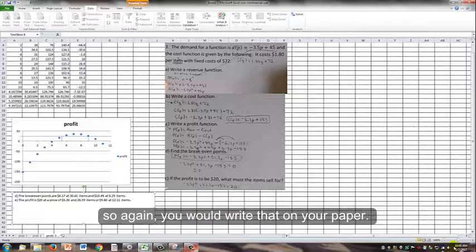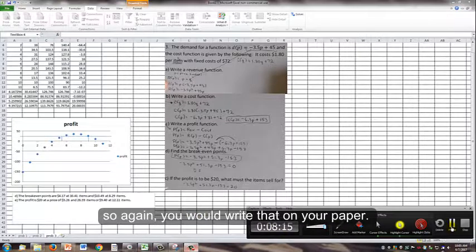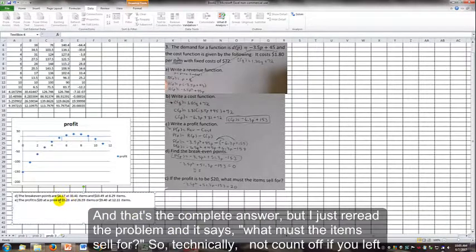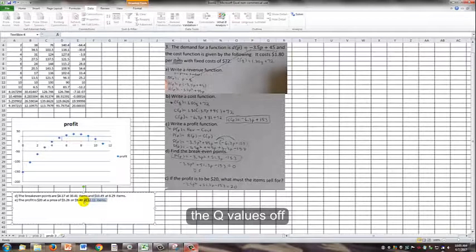So again, you would write that on your paper. And that's the complete answer. I just reread the problem. It says, what must the item sell for? So technically, I would not count off if you left the Q values off there.